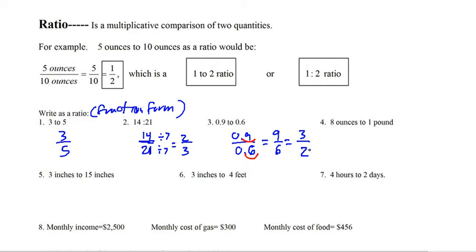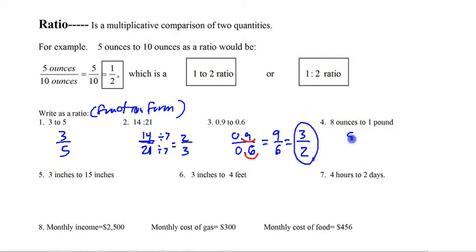These are all the same. They are equivalent. So 0.9 to 0.6 is the same as 9 to 6, or it's the same to 3 to 2. So you can also convert 3 to 2 to 0.9 to 0.6. You could do it to 0.3 to 0.2. But again, we're doing simplified. We want the ratio in the simplified form.